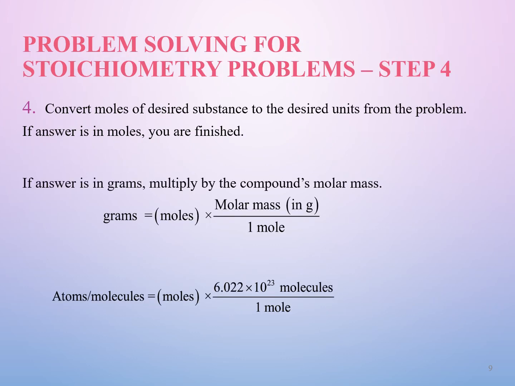Once you get to the moles of the stuff that you want, after you do the mole to mole ratio, sometimes they ask you to get your answer in moles, then you're done. But if they ask you to get the answer in grams, you just take the moles and convert to grams using the molar mass. Or sometimes they ask you for answers in atoms or molecules or ions, whatever. You will use Avogadro's number, which is 6.022 times 10 to the power 23 in 1 mole.